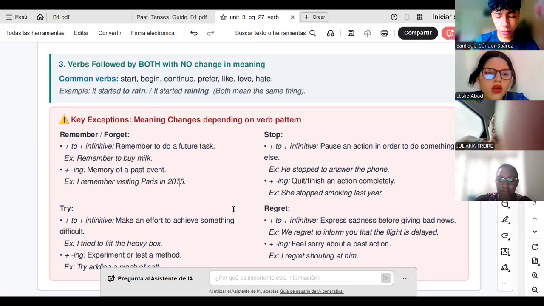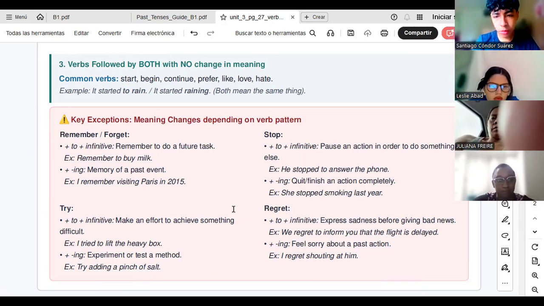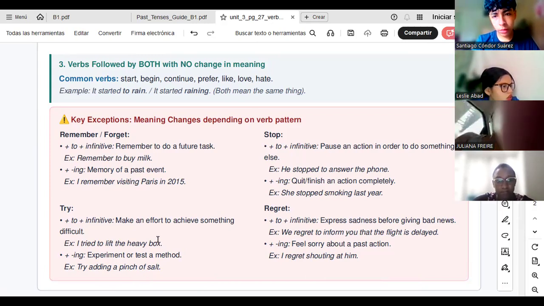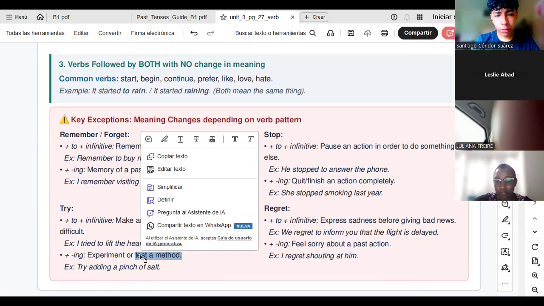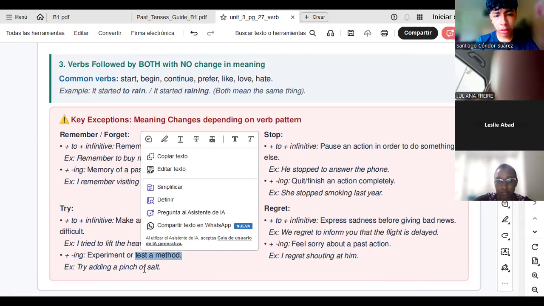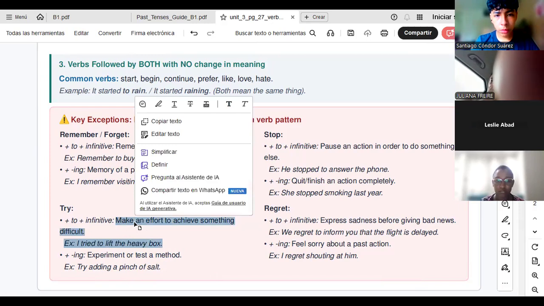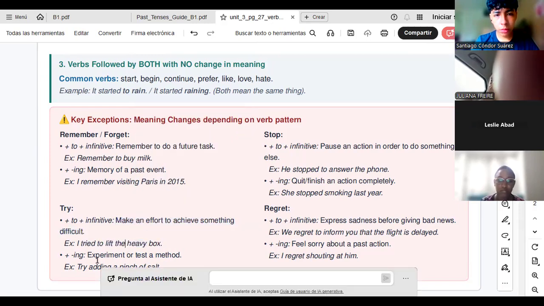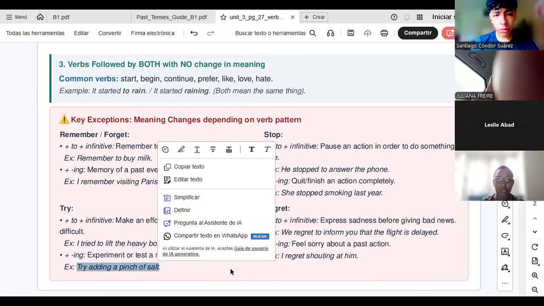Plus ing, experiment or test a method. Try adding a pinch of salt. Acá hacen un esfuerzo y acá están probando un método o están experimentando algo, ¿sí? So, try adding a pinch of salt. Intenta agregar un poco de sal, a ver qué pasa, right? You're experimenting. And here you make an effort. Con infinitivo hicieron un esfuerzo, el esfuerzo de intentar hacer algo, levantar una caja pesada, y acá están intentando algo, a ver qué pasa. Try adding a pinch of salt.